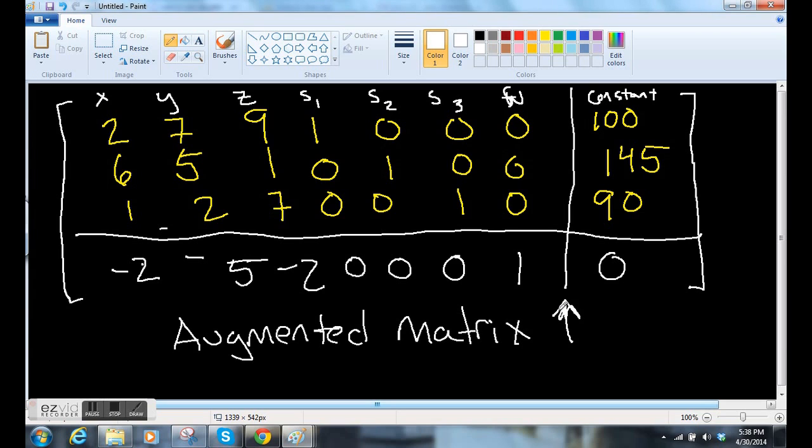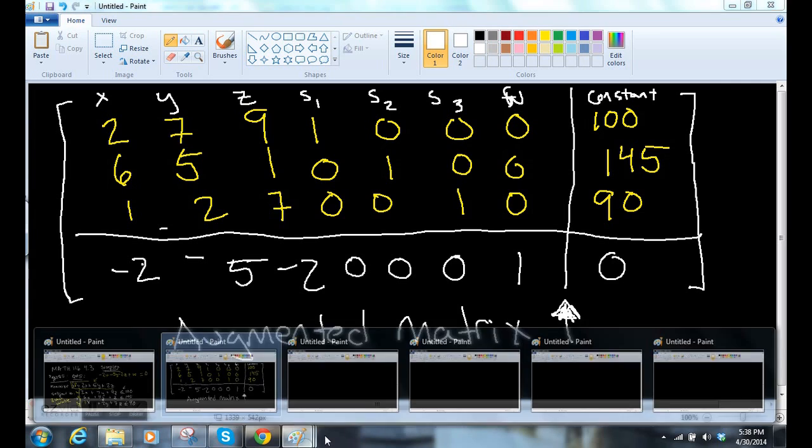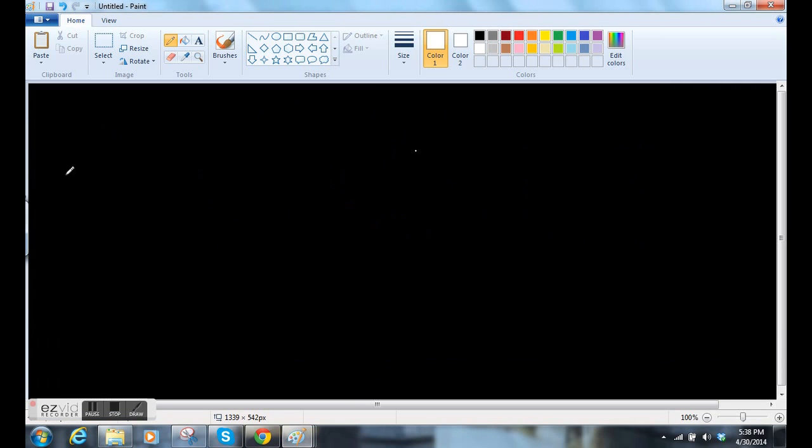And then the second and third steps are going to be all these things that we do as part of the simplex method to manipulate this matrix. And our goal in manipulating it is to get it to look something more like this.